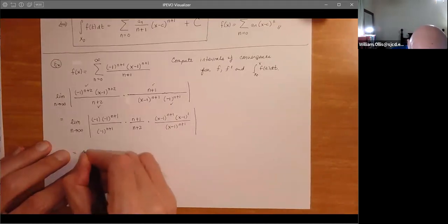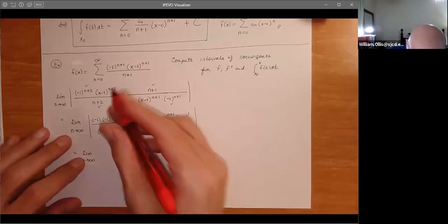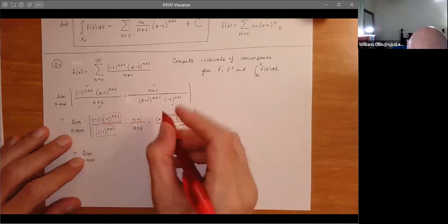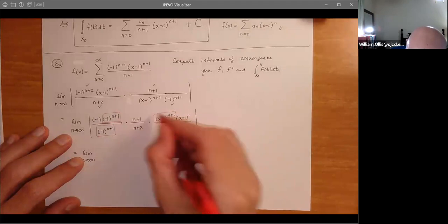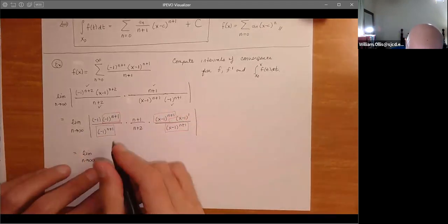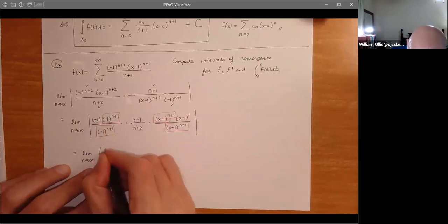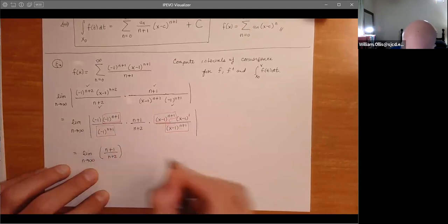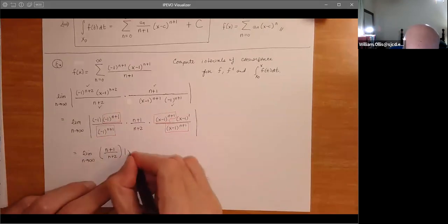So we have the limit as n passes to infinity. Of course, all of these terms absorb. The minus 1s are gone. That's fixed. And then the n plus 1 powers of x minus 1 absorb. This leaves us with the absolute value of negative 1, which is 1. So this leaves us with n plus 1 over n plus 2, a nice positive quantity, and then, of course, the absolute value of x minus 1.